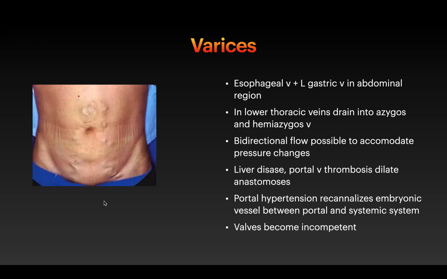In addition, portal hypertension will recanalize an embryonic vessel between the portal and the systemic system. Which one is that? It's the ligamentum teres. And why is that problematic? Well, these veins aren't supposed to take that much blood, and when too much blood fills them, the valves will become incompetent. Blood will stay in and stay in the sections, and those will kind of bulge in an aneurysm, and in some cases they might rupture. A lot of the times they are very uncomfortable.